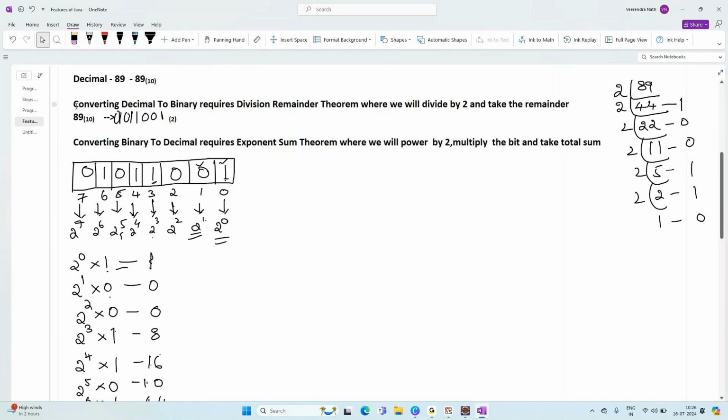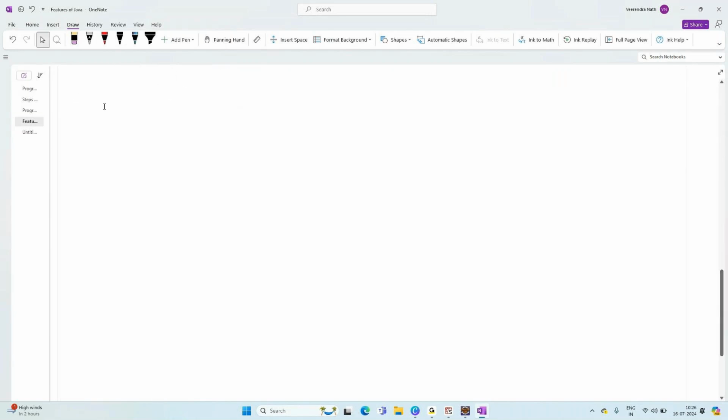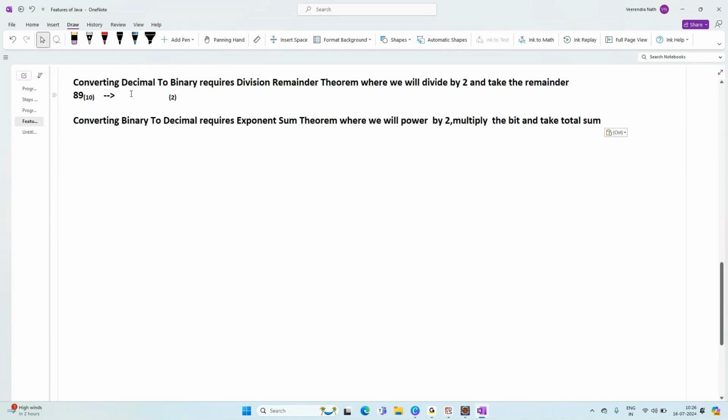Now going to the next one. Now what we will do, we will take decimal only, because decimal is the base. Okay. So convert decimal to octal. Converting decimal to octal requires what? Requires the division remainder theorem, where we will divide by 8. Why, sir, 8? Because the base should be 8. Yes or no? Okay.